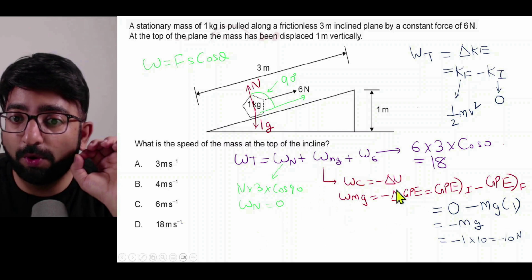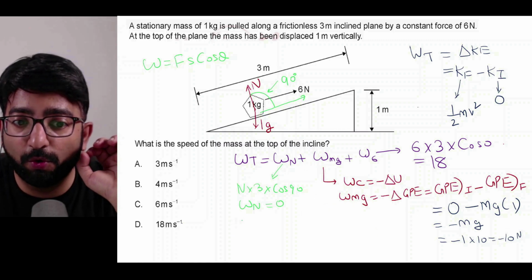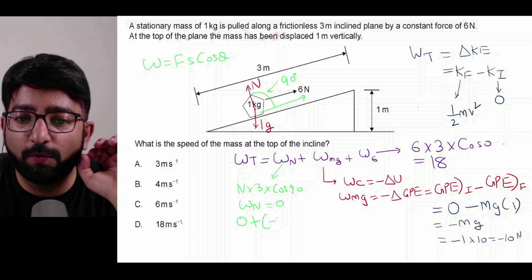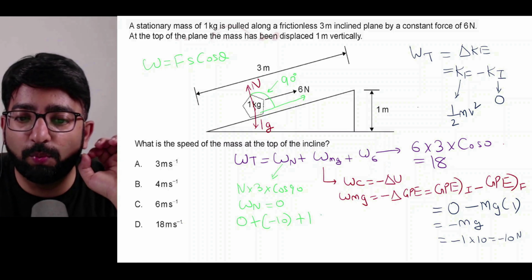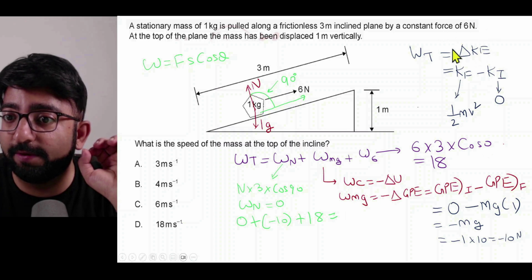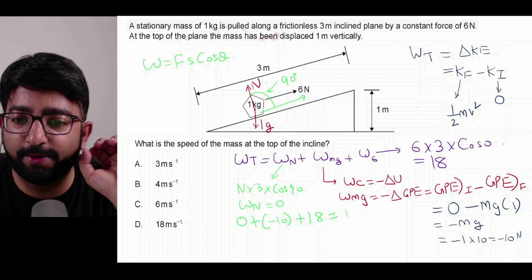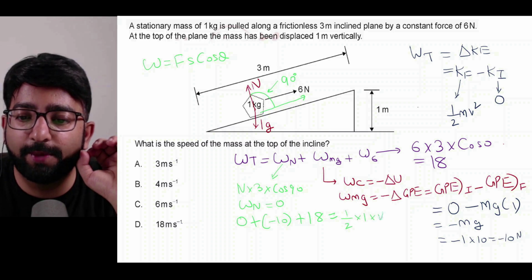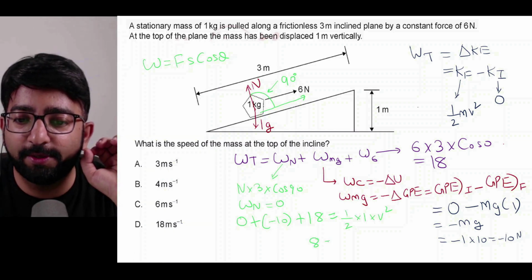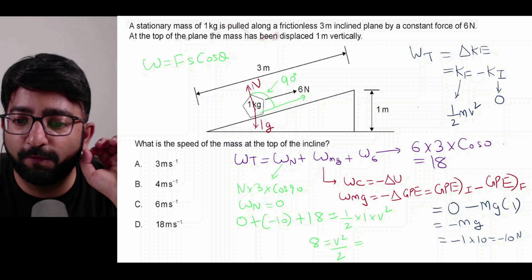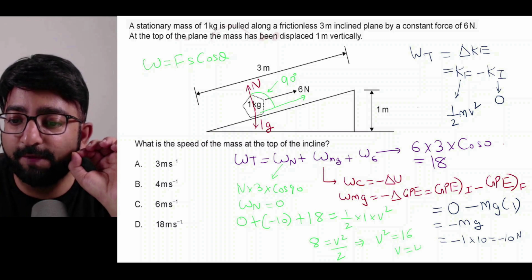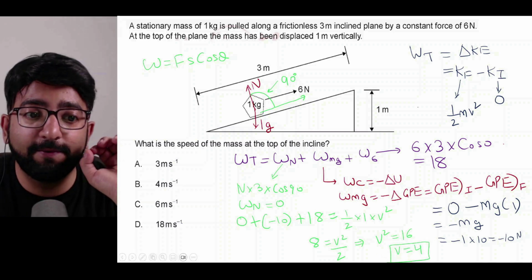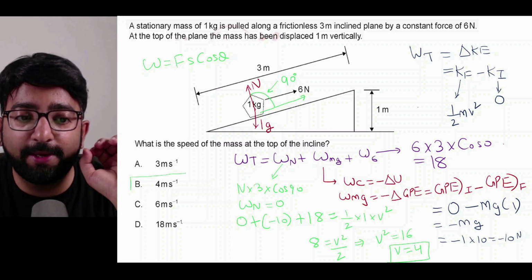Now let us put the values of all these expressions. Work done by normal reaction was 0, plus work done by the gravitational force was negative 10, plus the work done by the 6 Newton force was 18. This was equal to the change in the kinetic energy, which we had figured out was half m v square. So let's write down half, mass is 1, multiplied by v square. On the left hand side, we have 18 minus 10, which we will get as 8. This can be written as v square by 2. So from this, we can write v square is equal to 16, and then if we take square root on both sides, the value of speed will come out as 4. And if we look at the options, it is option B, which is 4 meters per second.